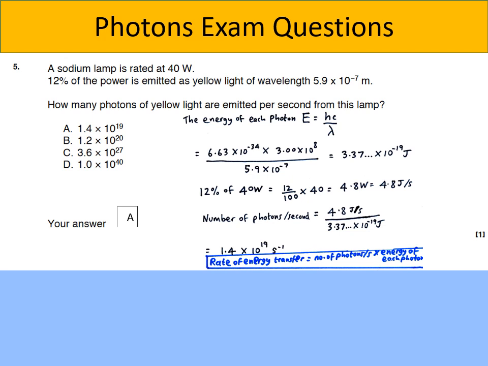Okay, it's given by the equation there that I've written in blue. The rate of energy transfer, or the power, is equal to the number of photons per second multiplied by the energy of each photon. So we can rearrange that equation, and that tells us that the number of photons per second is equal to the rate of energy transfer divided by the energy of each individual photon. And that tells you how many photons are being emitted every second. So the answer is A.